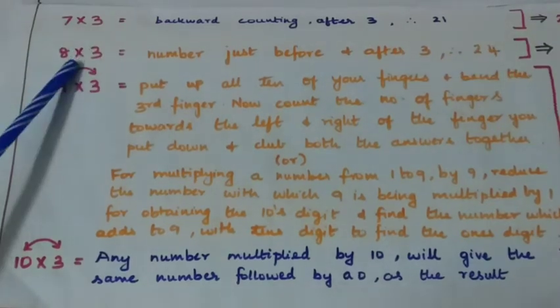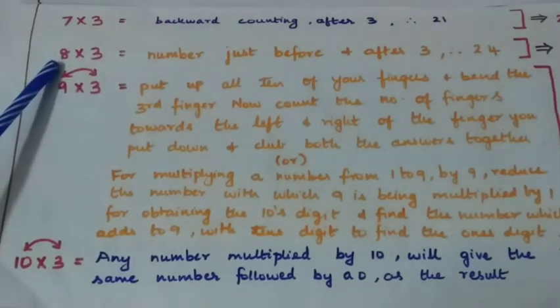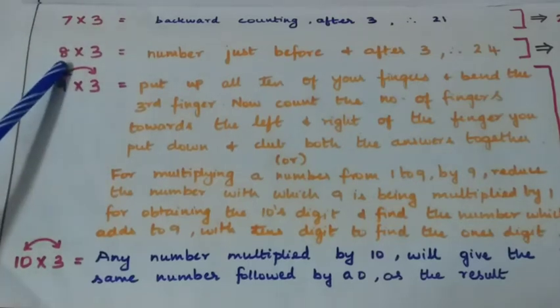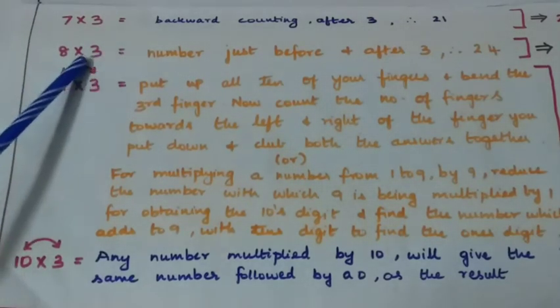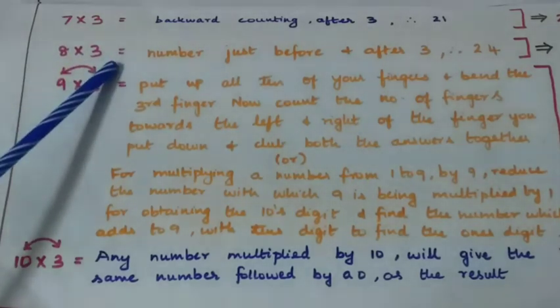And when you see 3 being multiplied by 8, the first thing that needs to come to your mind is the number before and after 3. So 2 is the number before 3 and 4 is the number after 3. So the result is 24.